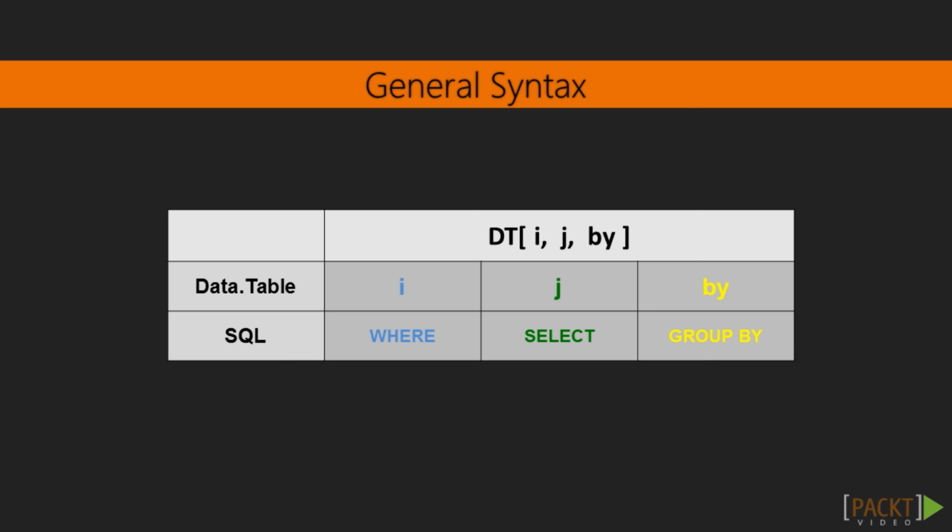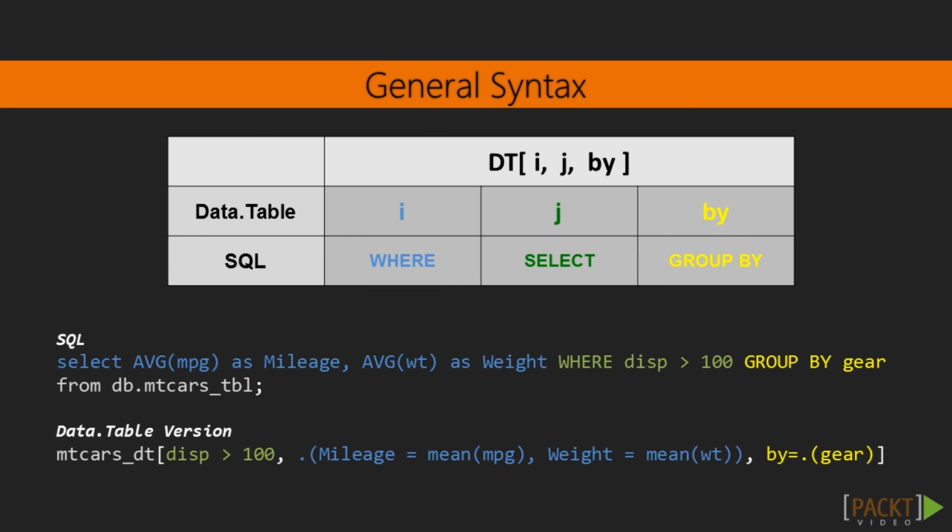This is the universal syntax. And here is an example of how SQL code and its equivalent data table code would look. The part in blue is the i, which selects the rows. The part in green is the j, that selects or creates the columns. The part in yellow is the one for grouping.